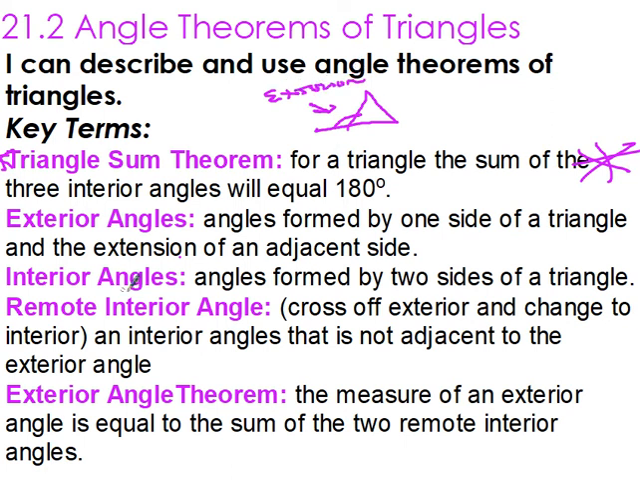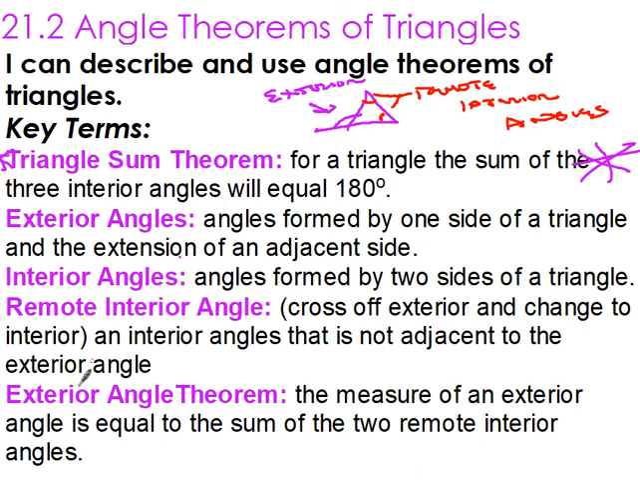Now, let's skip interior here and go to remote interior. Remote interior angles are the interior angles that are not adjacent to the exterior angle. So if this is my exterior angle, then these two angles right here are the two remote interior angles. I know that's rough, but at least you can hear what I'm saying, so you can make a better drawing yourself. They are opposite, not adjacent. They're interior angles of the triangle that are not next to that exterior angle. So there's just the other two on the opposite side.